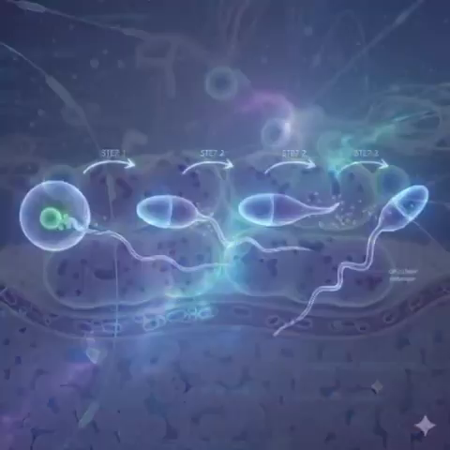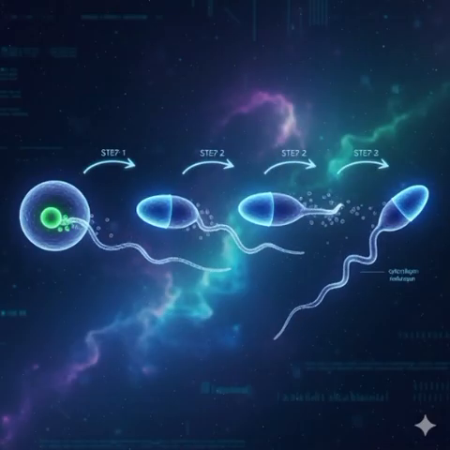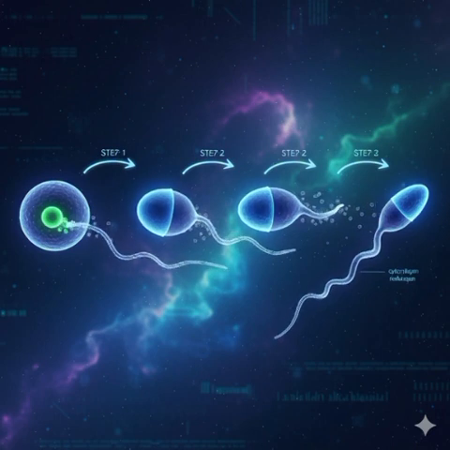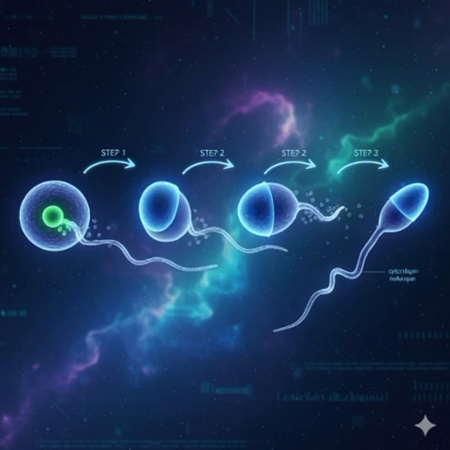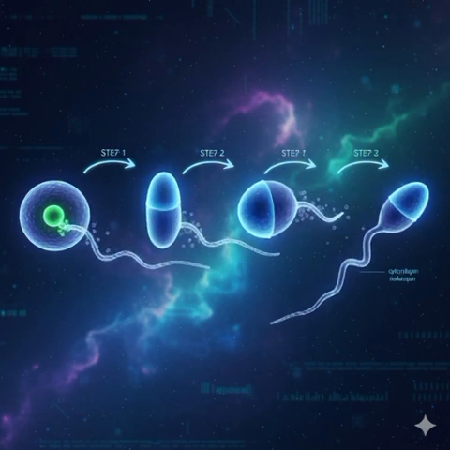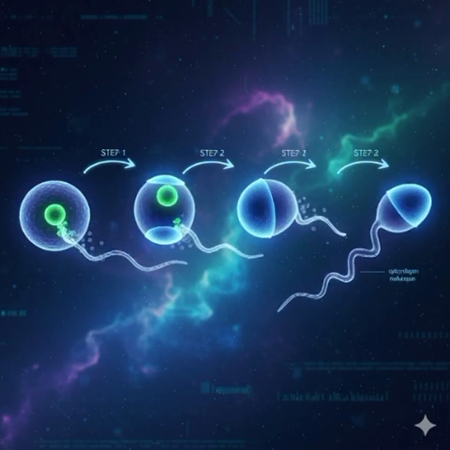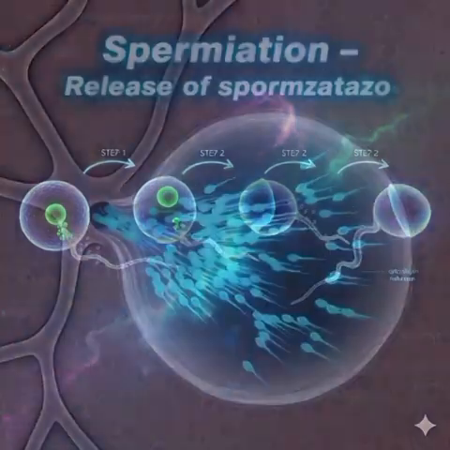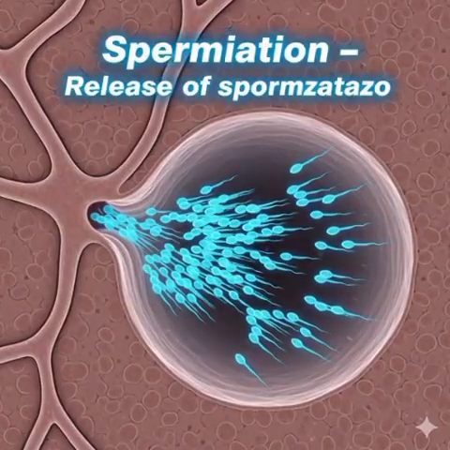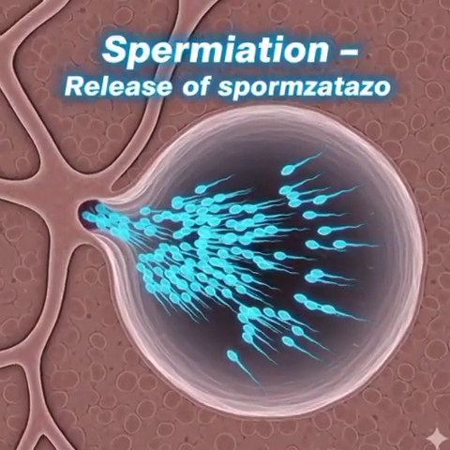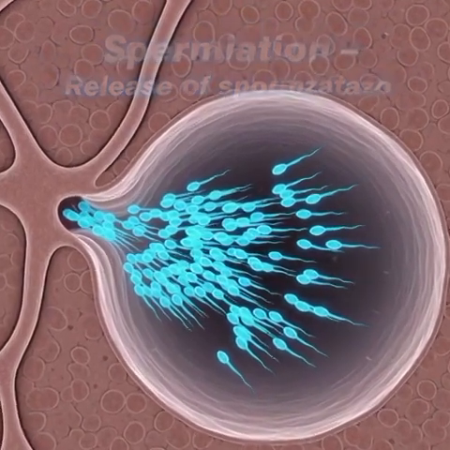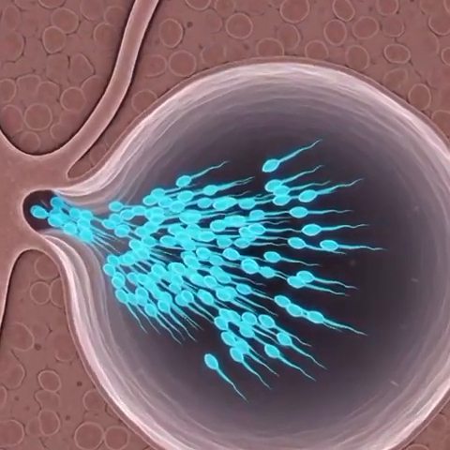In spermiogenesis, each spermatid transforms into a mature spermatozoon. It develops a head, a middle piece packed with mitochondria, and a long tail for movement. Finally, the sperm is released from the Sertoli cells into the lumen of the tubule. This release process is known as spermiation.